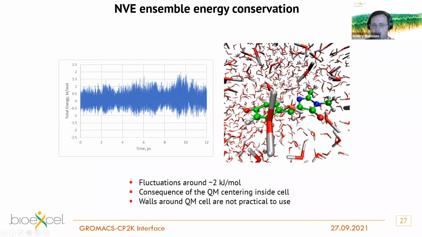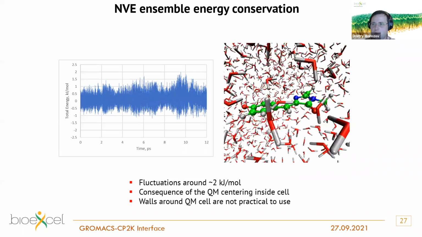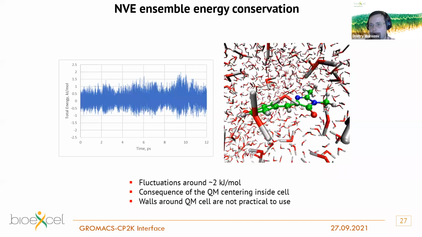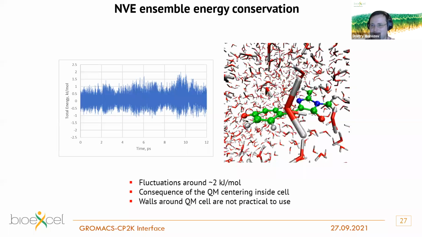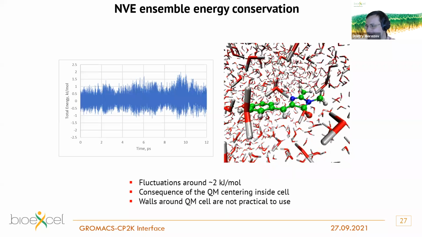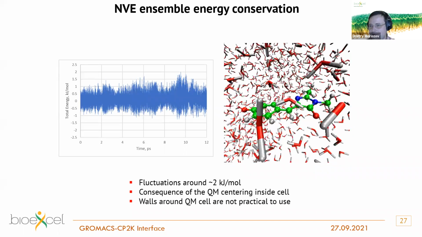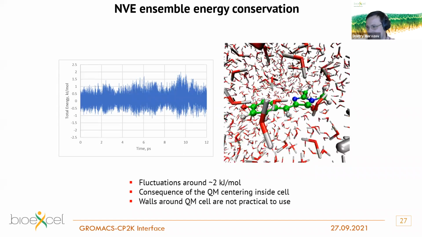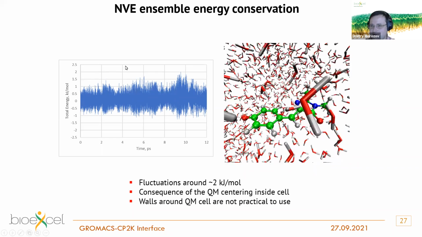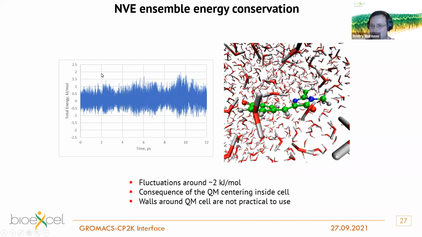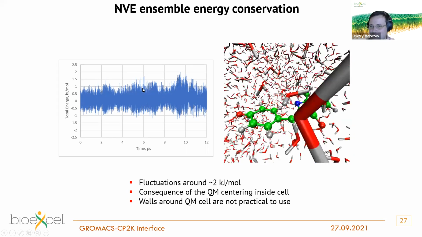At least from my tests, this is caused by the centering procedure, but you cannot avoid this, because otherwise your QM system will sooner or later run out of the QM cell and everything will break. So you need to recenter it from time to time, and this recentering causes small jumps in energy here and there. But it's really small, probably 0.001% of the total energy. So maybe it's not so problematic.